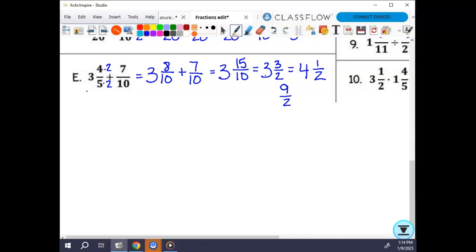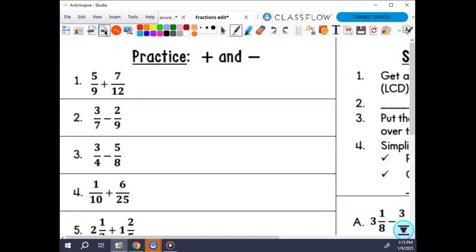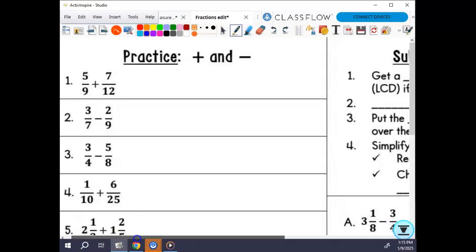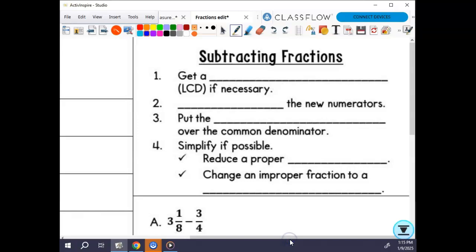Can we add fractions like champions? Yes, we can. All right, let's talk about subtracting fractions. Sorry, mine's set up like your book is. Okie dokie.